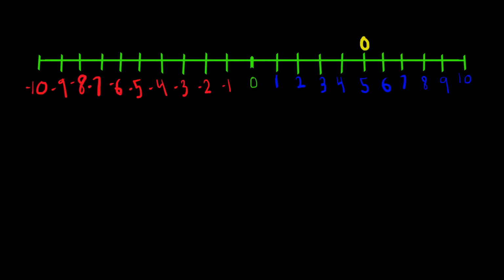So if we were to have 5 lemons and then we have 3 more, 1, 2, 3, plus 3, then we have 8 lemons. Or if we were to give away 3 lemons, let me rewrite that. So 5 minus 3 is equal to 2. But now 5 minus 7, let's say 1, 2, 3, 4, 5, 6, 7. Now we're at negative 2.